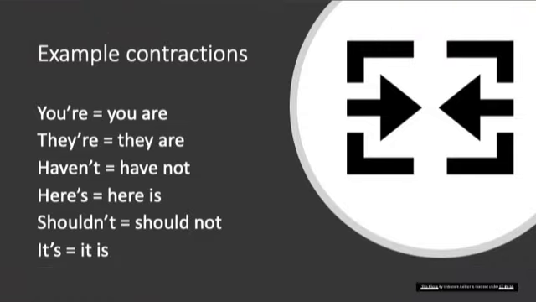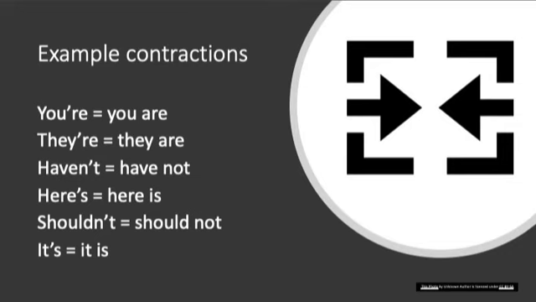So contractions involve taking two words and merging them together. The apostrophe symbolises the letters that have been removed as part of that process. So if you see on the slide there the word "shouldn't," the apostrophe symbolises that the letter O has been removed. Now, we use contractions every day when we speak, usually in text language and emails. But in legal drafting, we try to avoid them. It just looks a bit less professional. And so we would use the full version of the contractions you see on the slide there. So we'd use you are, they are, have not, here is, should not, it is.